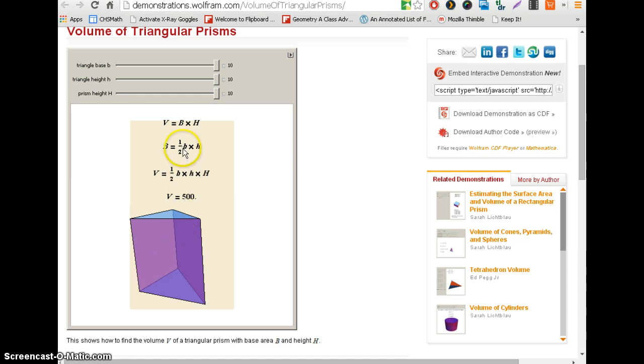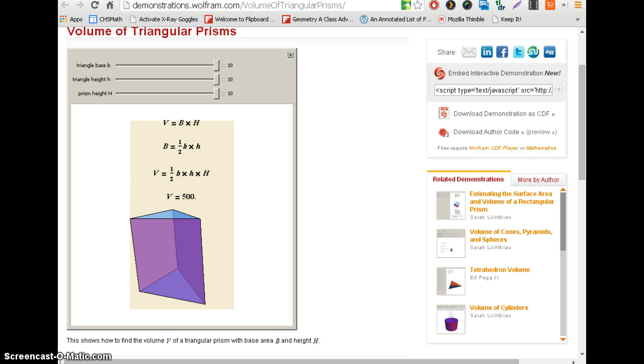Notice that there's a lowercase b and a lowercase h. We're talking about the height of the triangle, like maybe the measurement from this vertex to the opposite side. That's the height, and this could be the base right here. That would give us the area of the base. But to get the volume of the prism, we have to multiply it by the height. Capital B is the area of the base, and capital H is the height. Lowercase b is the base of this little triangle, and lowercase h is the height of that triangle.